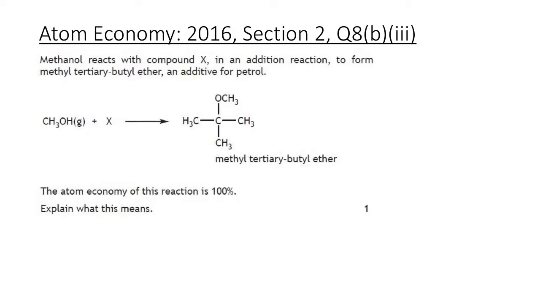Methanol reacts with compound X in an addition reaction to form methyl tertiary butyl ether, an additive for petrol. And we've got the reaction there. The atom economy for this reaction is 100%. Explain what this means. Why don't you pause the video for a moment and see what you think the answer is, and once you've figured out an answer for yourself, then play the video and see if your answer is correct. So the general idea is that all the reactants are converted into just one product.